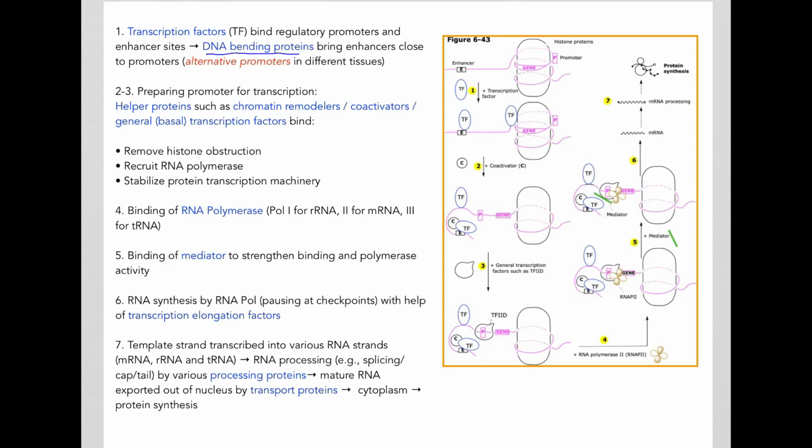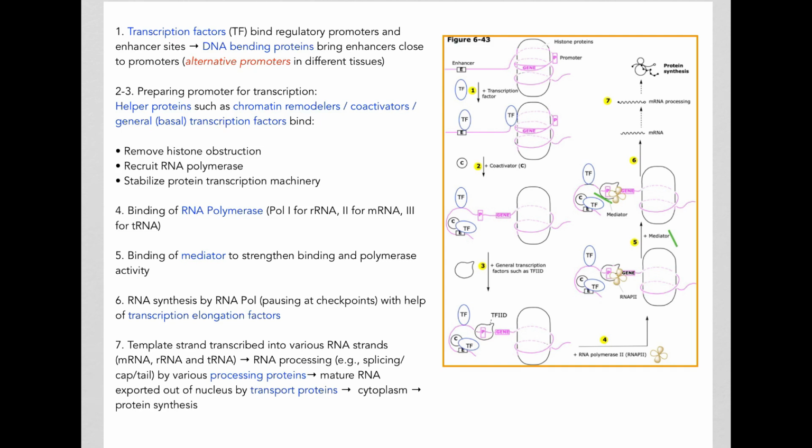DNA bending proteins are proteins that bring enhancers close to promoters. That's another set of proteins that can be regulated. Different tissues have different promoters, alternative promoters, and that's yet another way to control how much enzyme is present in a certain tissue.